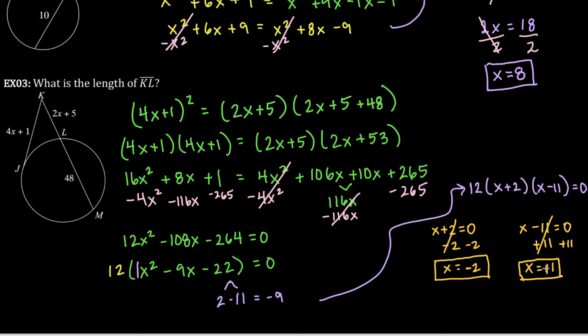So I'm going to use this one. I want KL, so I'm going to go all the way around. So KL equals 2 times 11 plus 5, and I get 22 plus 5, which is 27 units.